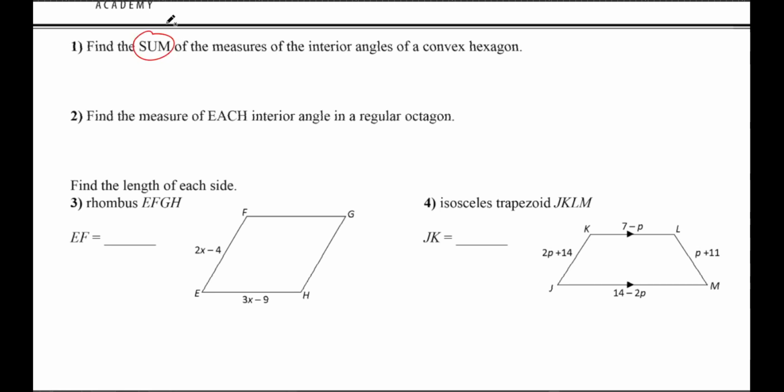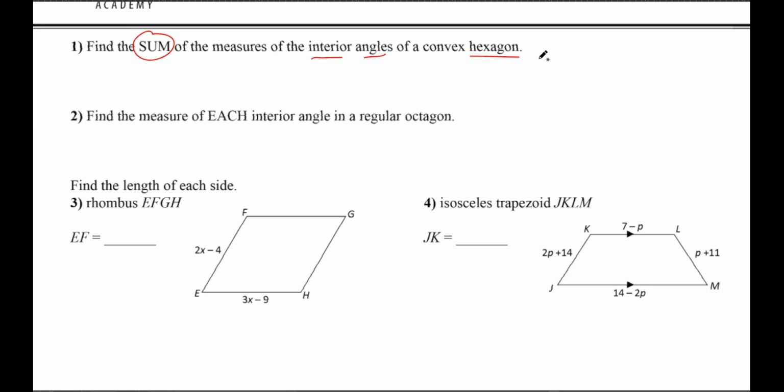What does the word sum mean? In math, what does the word sum mean? You add them all up. That's right. Add up what? The measures of the interior angles. It means the angles inside, right? The interior angles of a hexagon. Now, convex is just like any normal. Don't worry about the word convex. So we want to add up all the interior angles of a hexagon.